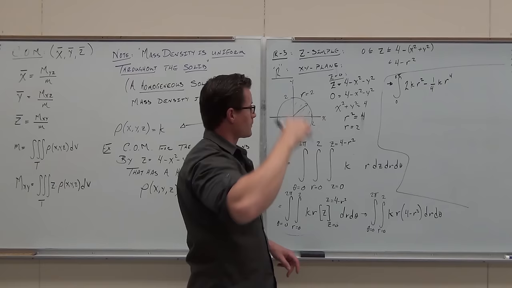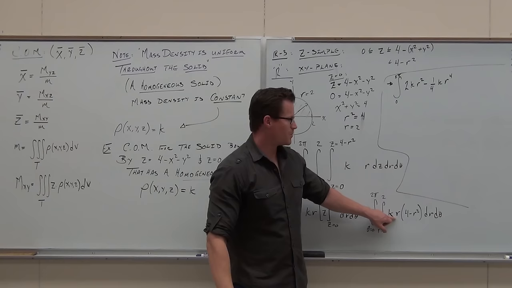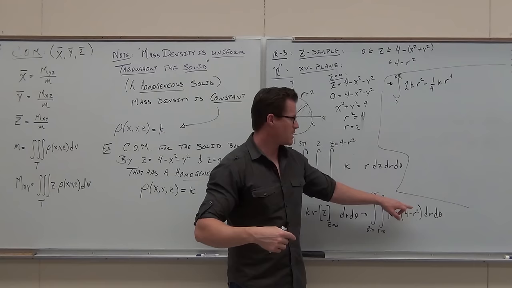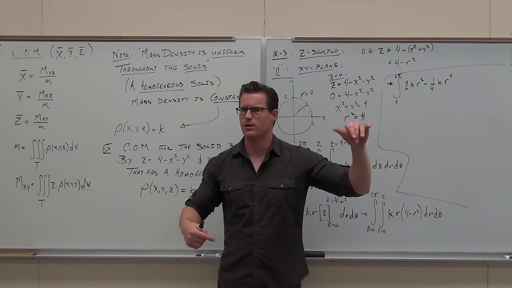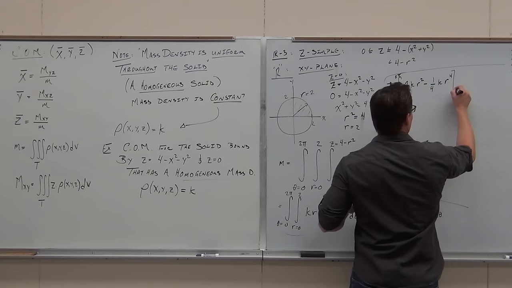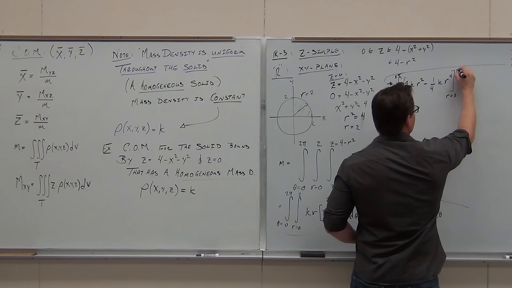If you integrate, well, you gotta distribute, you get this 4kr, but then you integrate, you get the 1 half, drops it down to a 2, you get r squared, that's where that comes from. Distribute this, you get this kr to the third, add 1, you get 4, divide by 4, you get this 1/4 k r to the fourth. That's integrated with respect to r. Then we plug in for our r, 0 to 2, and we got one more integral, and we're practically done.